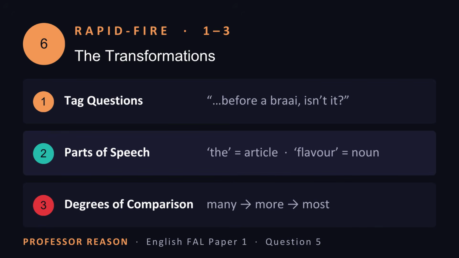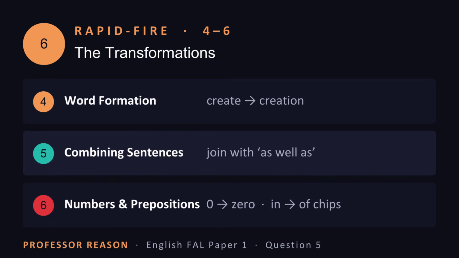Number 3, degrees of comparison. Here's the sentence. Google offers many services. So the word many becomes what? More. Because we have many, more, and what? And most. Number 4, word formation. Here's the sentence. Google is the create. So this one will become creation. Number 5, combining sentences with a joining phrase like as well as.